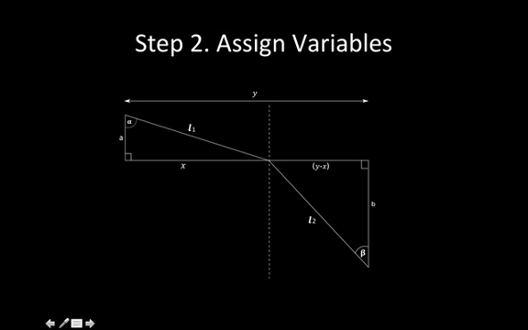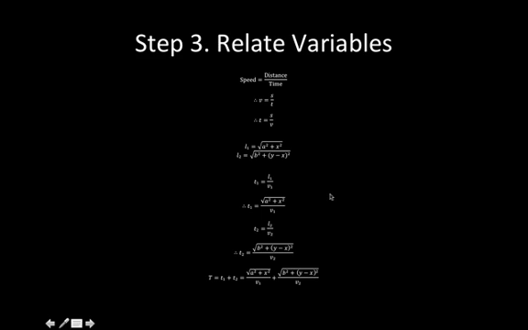Step 2, assign variables. You'll see here I've made this whole thing y, I've made this x, and I've made this y minus x. I've done it this way because later on in step 4 you'll have to make everything one variable, so I prefer to do it right now. So everything is in terms of x, and I'll tell you more about that later. Step 3, relate the variables.